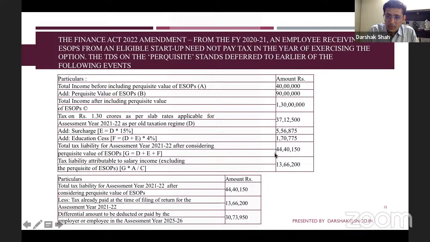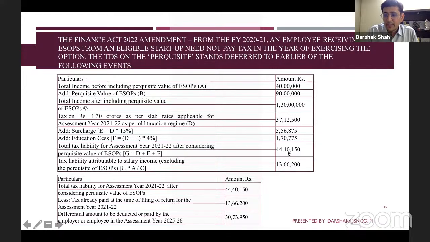So in my example, let's say 40 is your total salary income, just to take as an example. 90 is your perquisite value on ESOPs, that is something which you have exercised. So total income in year one when this is exercised is 1 crore 30 lakhs. Now, what would have been the tax? The tax would have been 44 lakhs if we would have calculated it.